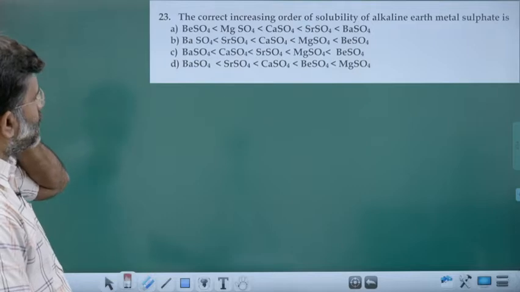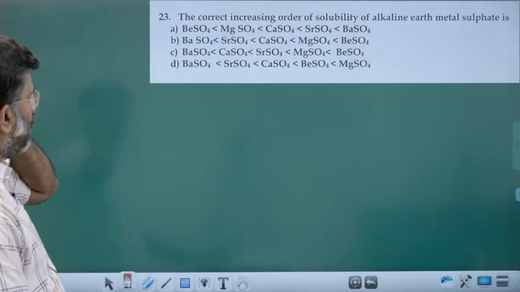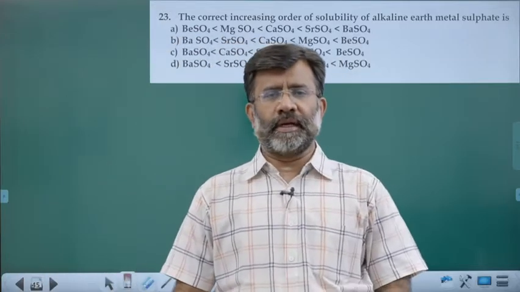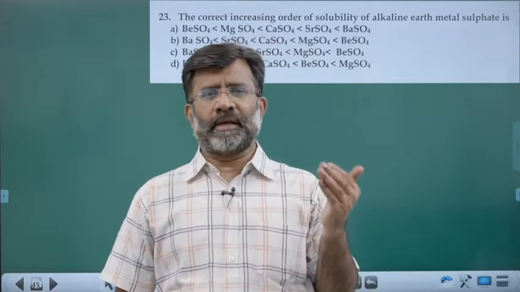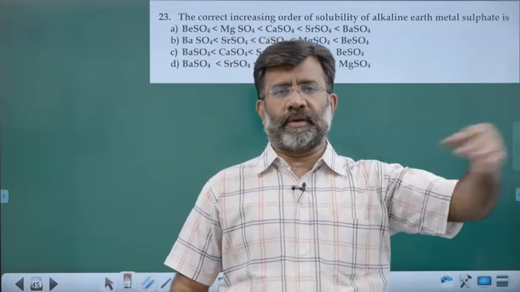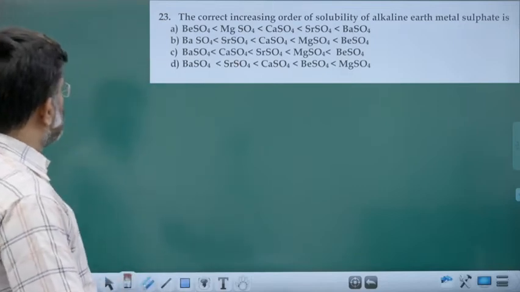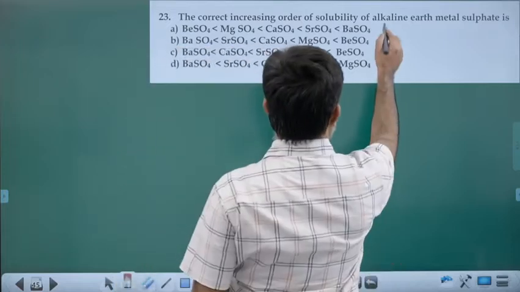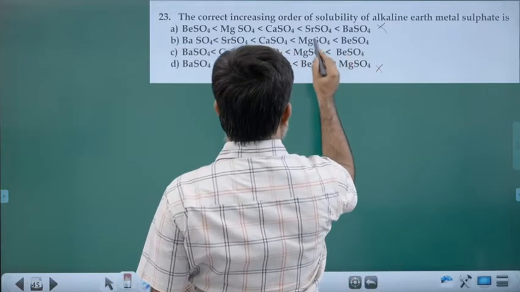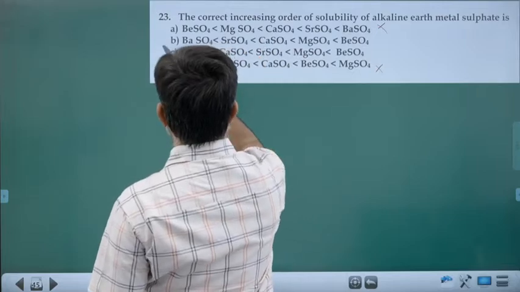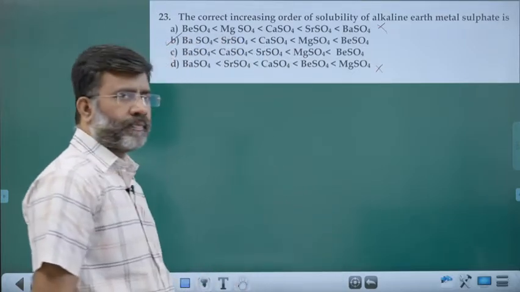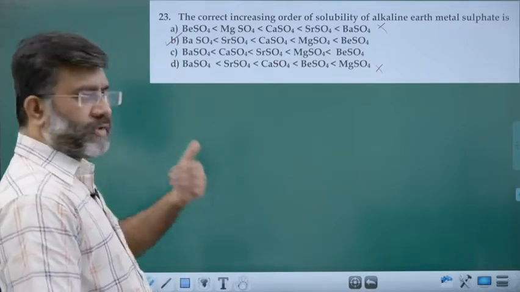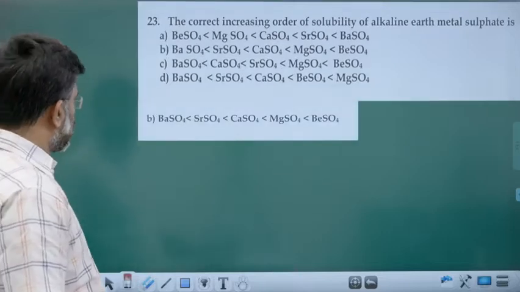The correct increasing order of solubility. Already commented, the solubility decreases down the group. Beryllium and magnesium are soluble, while coming down, barium is insoluble. So which has high solubility? Increasing order of solubility. This is out, this is out. Beryllium, magnesium, calcium, strontium, barium. Option B is the correct answer. Beryllium is maximum and it decreases gradually. Next.